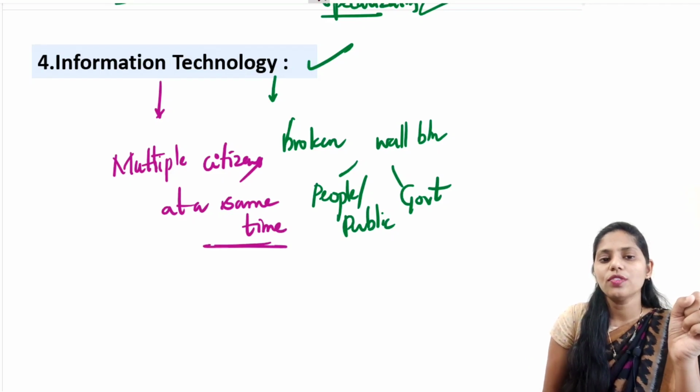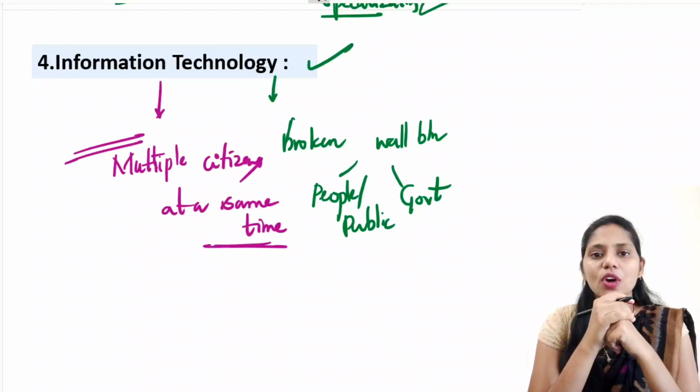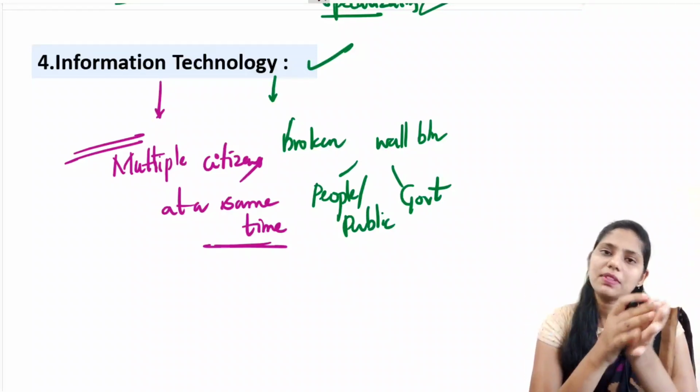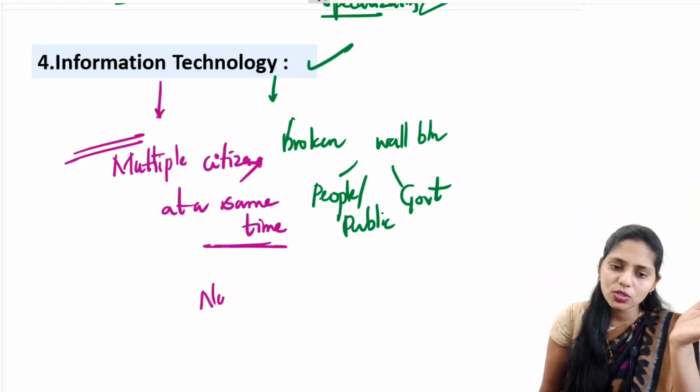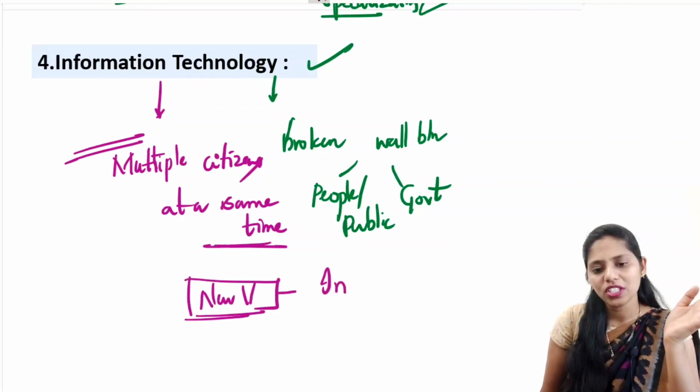So because of using this information technology, public services can now deliver services to multiple citizens at the same time. Because of this, we need to come up with some new values, for example, innovation.